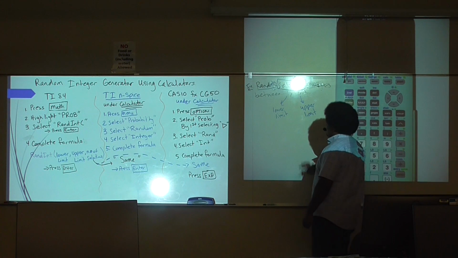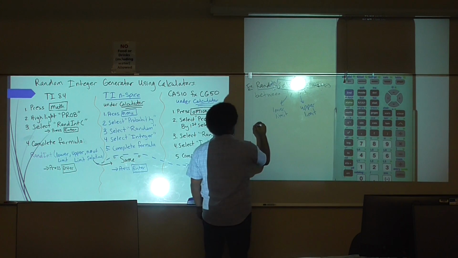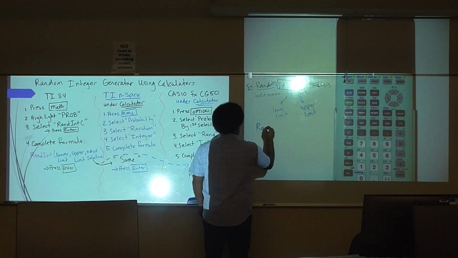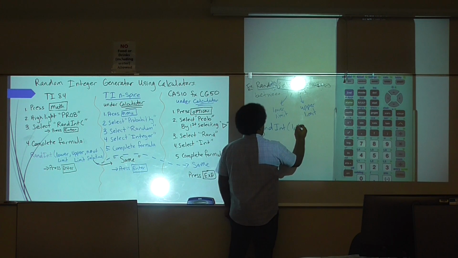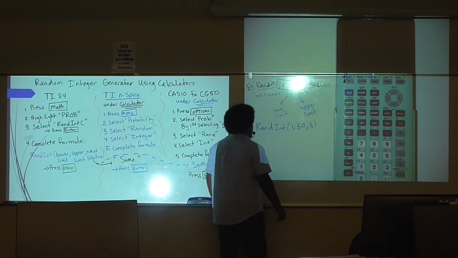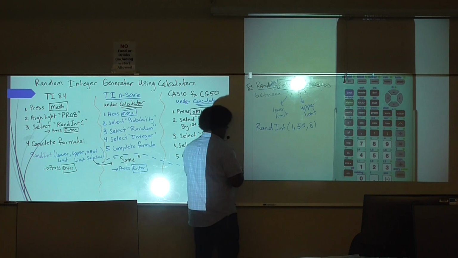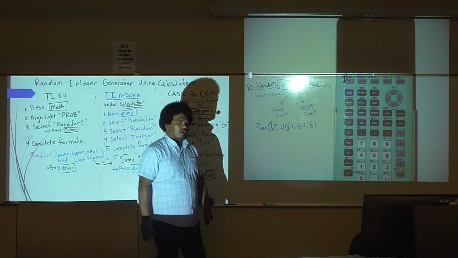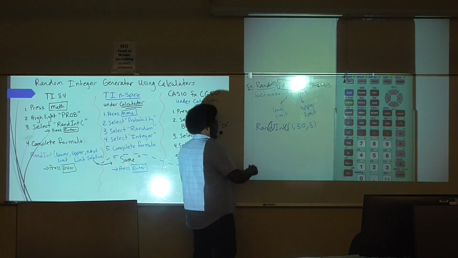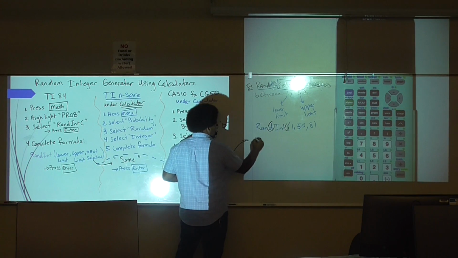So from here, in general format, we're looking for randInt, and we're putting in 1, 50, and 8, and we're going to see what we get. Within each technology, this part and the ending part might change depending on which one we're looking at, but it's pretty much the same thing.